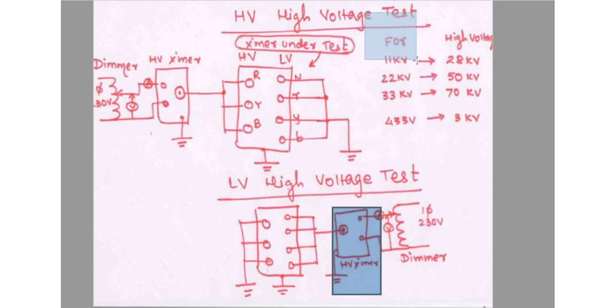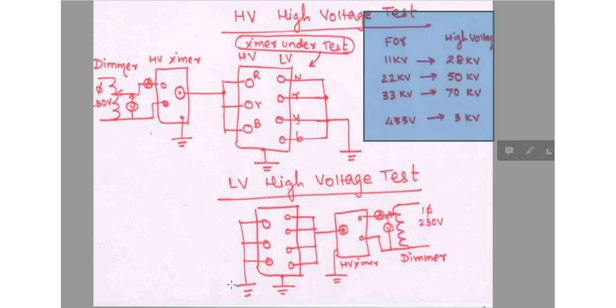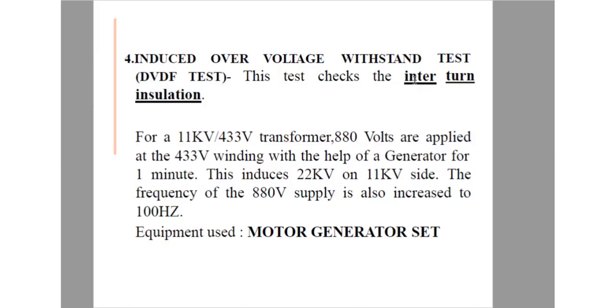The recommended values are: for 11 kilovolt, we have to apply the high voltage of 28 kilovolt. For 22 kilovolt winding, we have to apply 50 kilovolt high voltage. For 33 kilovolt, we have to apply 70 kilovolt high voltage. And for 433 volt, we have to apply 3 kilovolt voltage.